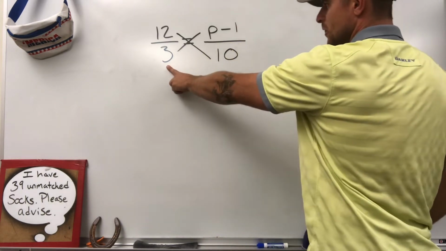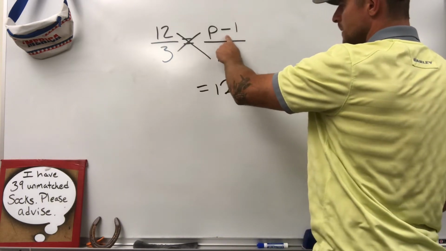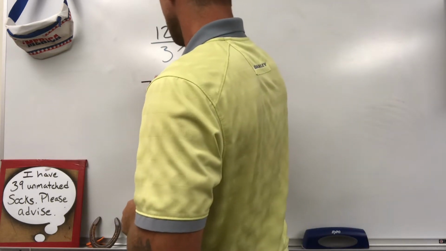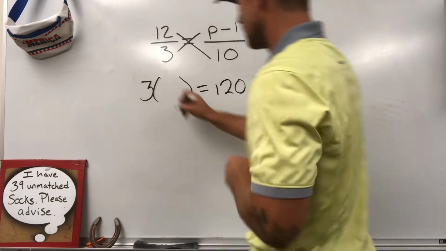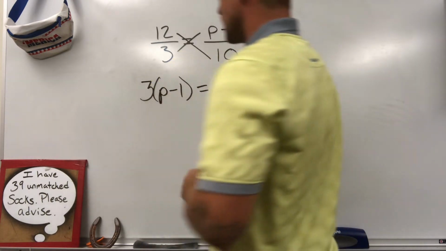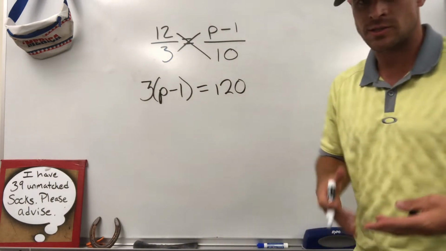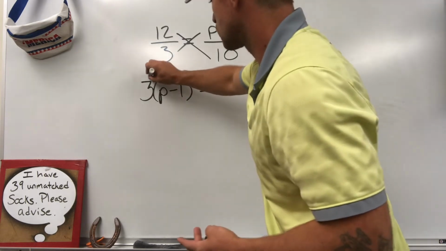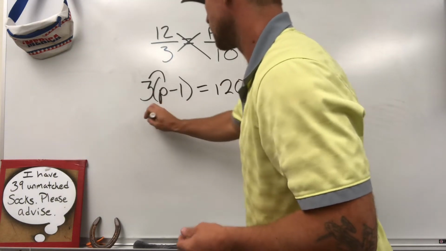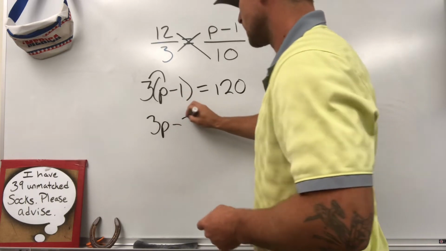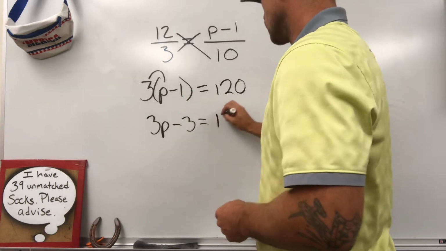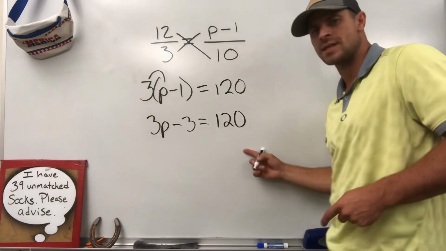And then when I multiply 3 times everything that's up here, we're going to have to use what's called the distributive property. So in parentheses, put the expression of p minus 1. Now you've got an equation set up that you can solve. 3 has to distribute to the p. 3 times p gives me 3p. 3 times a negative 1 is going to give me negative 3. It's equal to 120, and now I'm in a two-step equation.